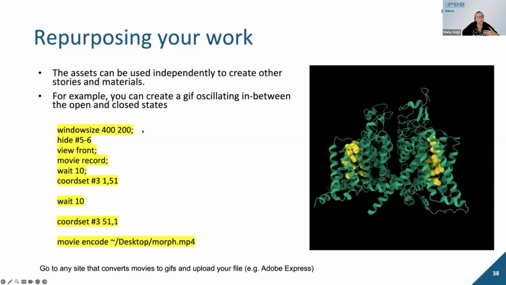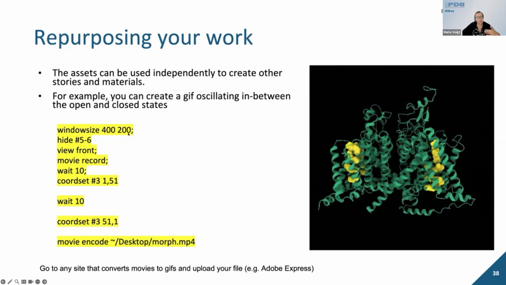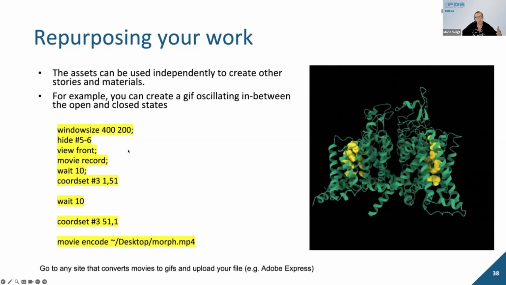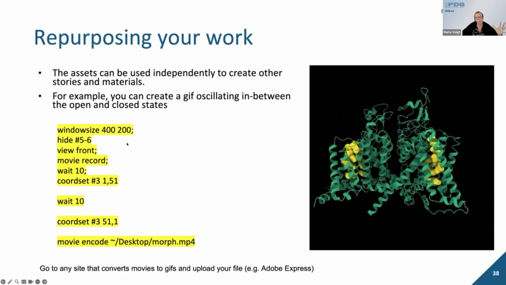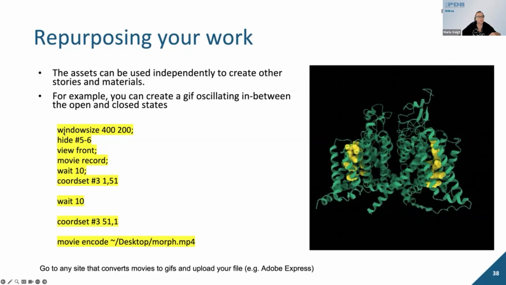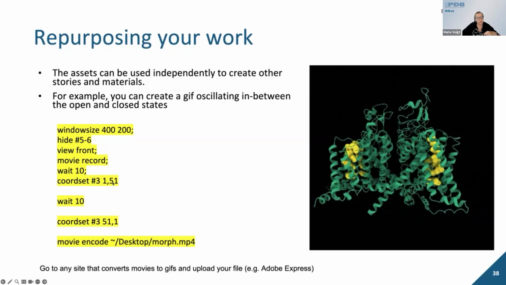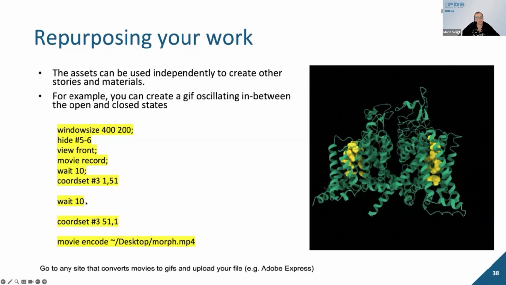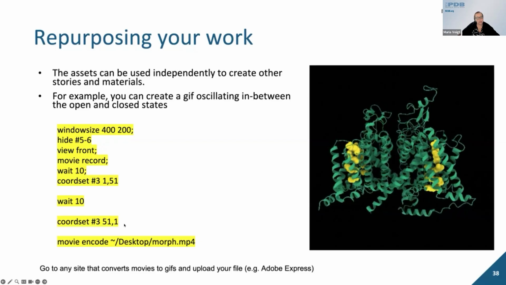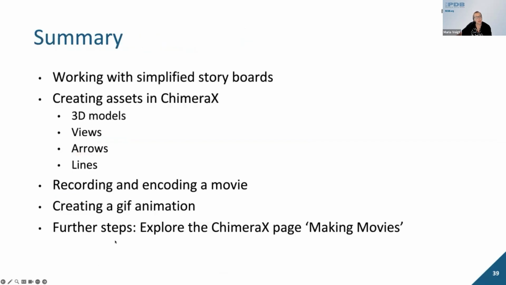So I size this window to 400 by 200 pixels because GIF animations should be small, not more than 400 pixels or even smaller. And I set up the scene reset, and I'm playing the coordinate set, which means I'm playing the morph forwards, 1 to 51. Then I just give it a half a second break, play it backwards, and encode. And this is actually all the materials that I have.